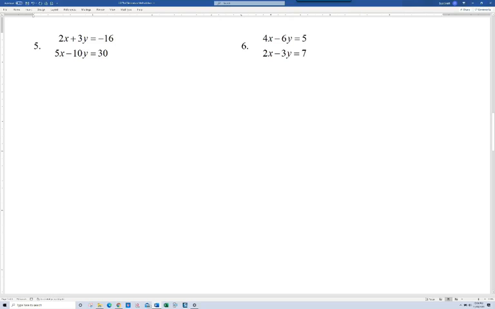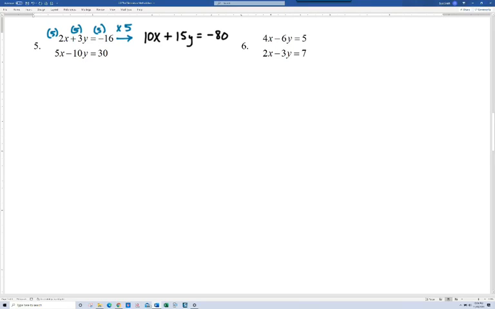So what I normally do is I'll look at the coefficients in front of x, or you could do this with y too. 2 times 5 is 10. And so what I want is a 10x and a minus 10x for my first terms when I rewrite these equations. So I want to multiply the first equation by 5, and we get 10x plus 15y equals negative 80.